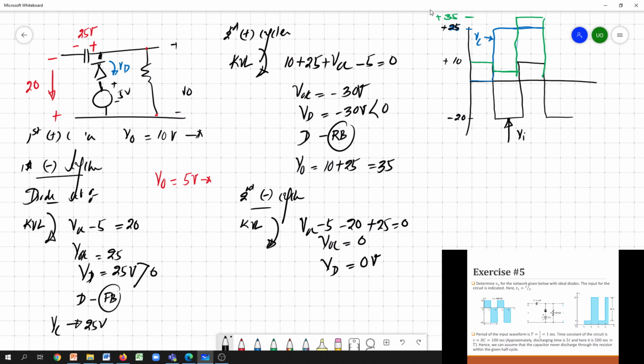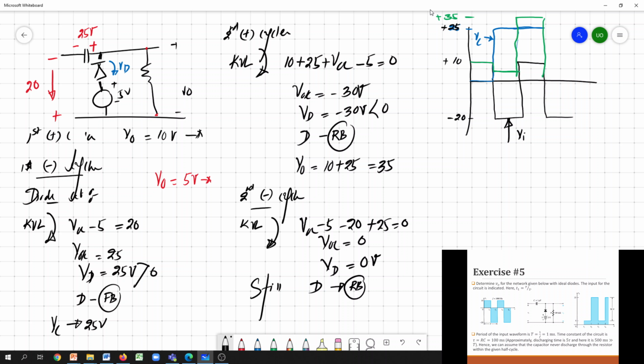So during the previous cycle it was in reverse bias, so we can argue that the diode is still in reverse bias region, because whether the voltage is 0, it never pushes it to forward bias, so that is still reverse bias.